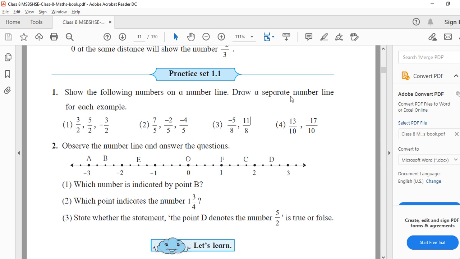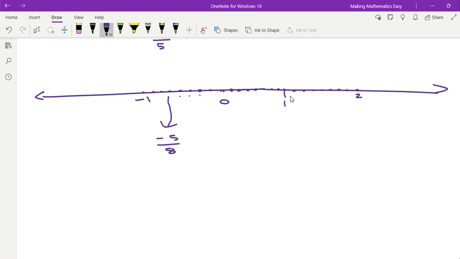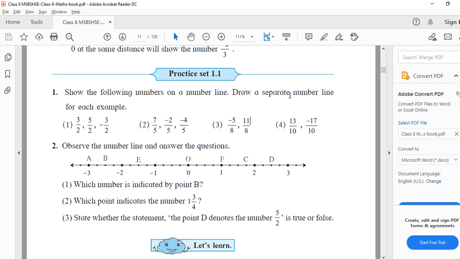Now we need to show 11 upon 8, positive 11 upon 8, so that will be on the right hand side. So this is 1 2 3 4 5 6 7 8 9 10 11, so this is my point 11 upon 8. Now let's move on to sum number 4.